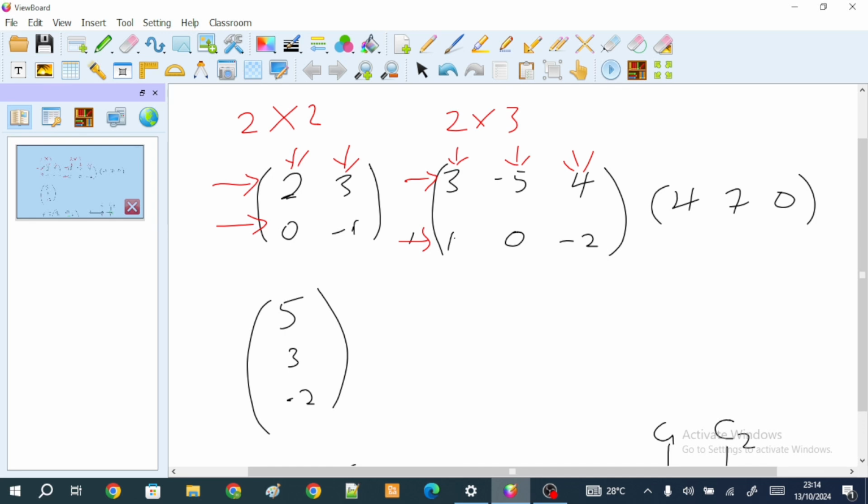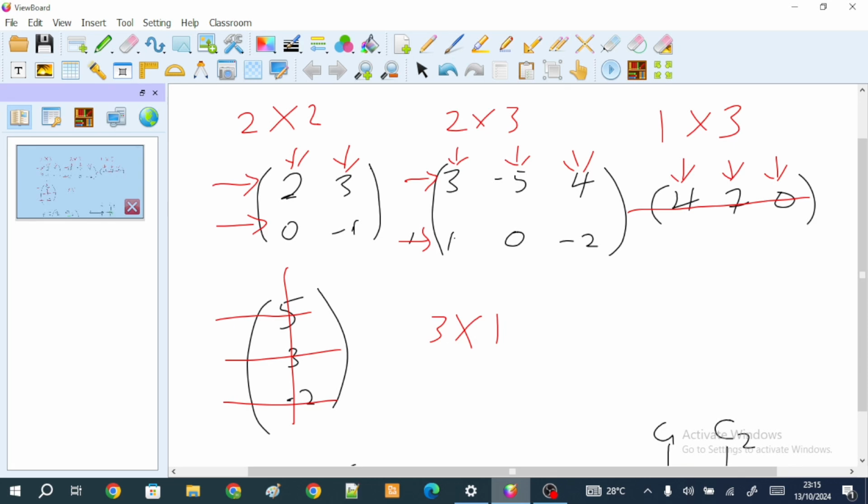Take note that it's always row by column. Number of rows first before number of columns. In this matrix, we only have 1 row. So we'll say 1 by, here we'll have column 1, column 2, and column 3. So this is a 1 by 3 matrix. In this matrix, we have row 1, row 2, row 3. So we have 3 by, here we have just 1 column. So this is a 3 by 1 matrix.